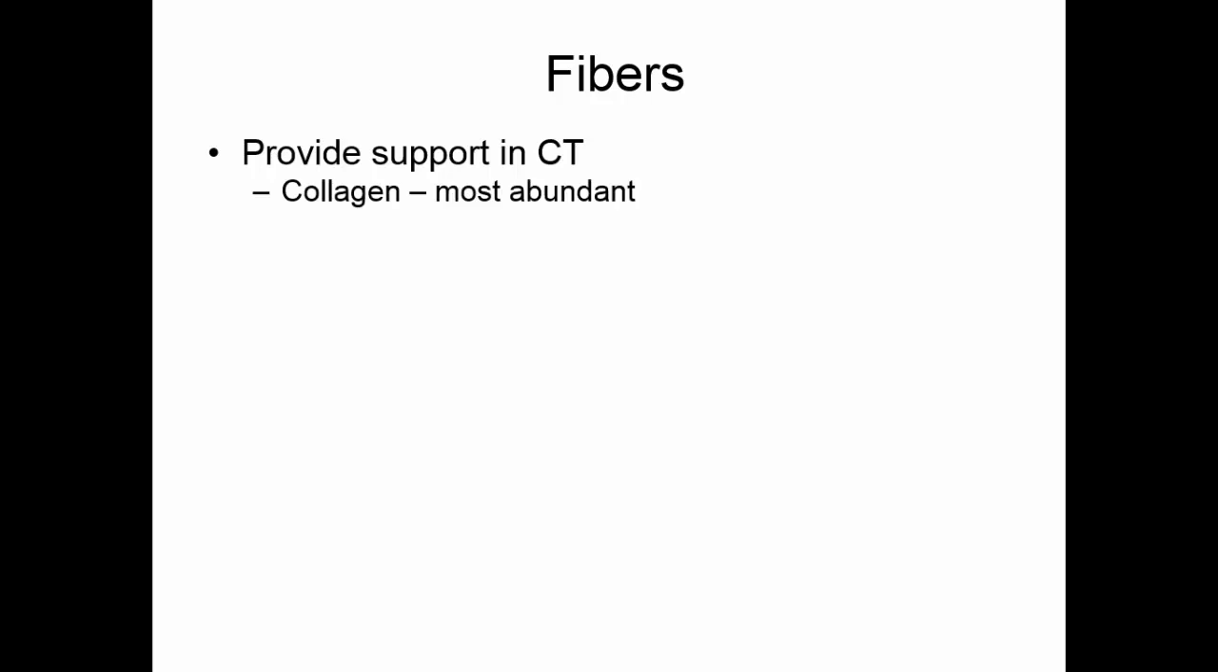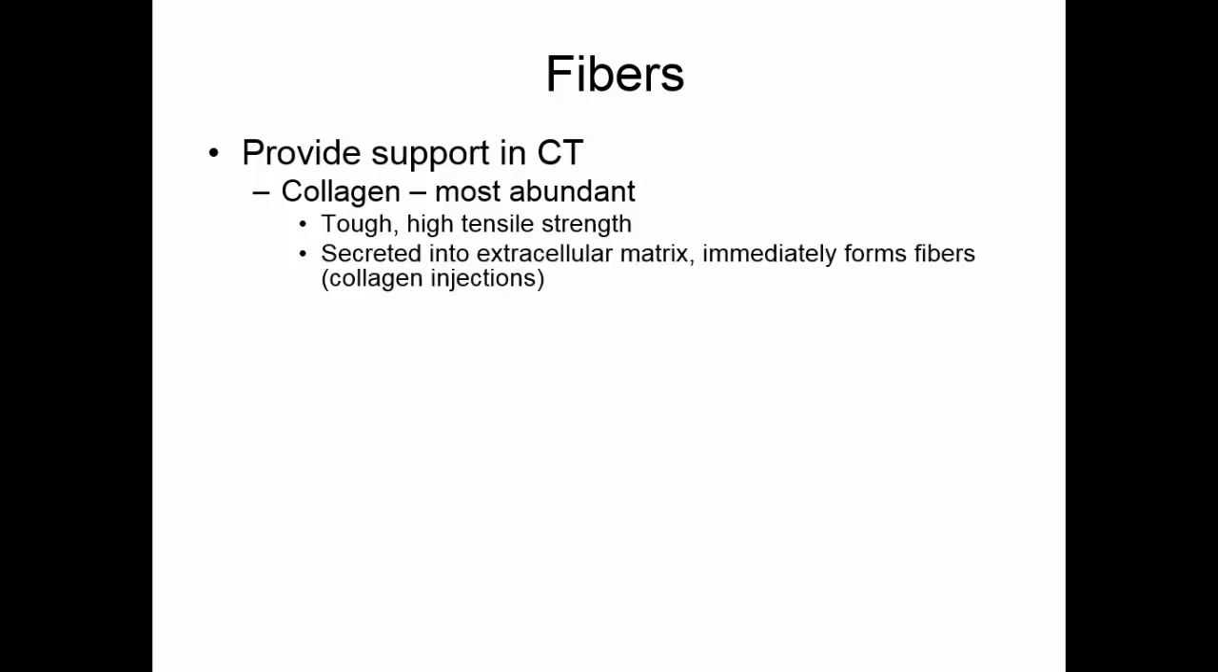Collagen is the most abundant. This is a very tough fiber that has a high tensile strength. That is, it has a lot of strength to it. The protein for collagen is secreted into the extracellular matrix by the fibroblasts and immediately forms the collagen fibers. The purpose of collagen injections is to put that collagen protein into your tissues and then hope that it produces the same kind of fibers.